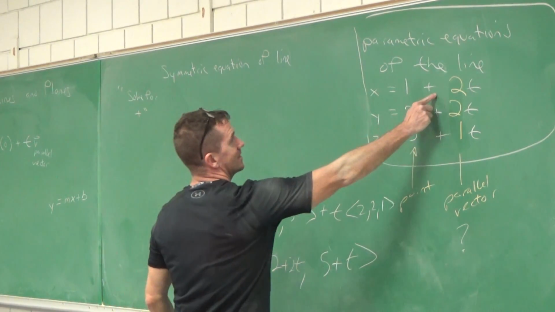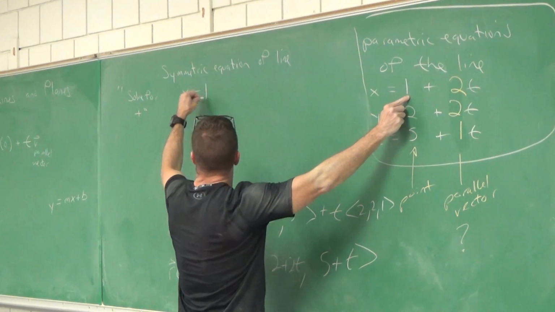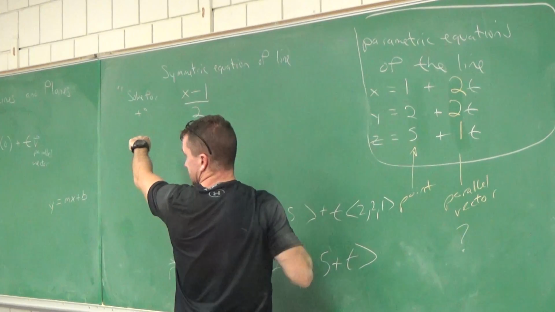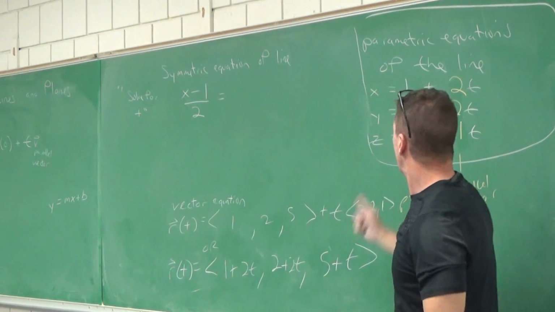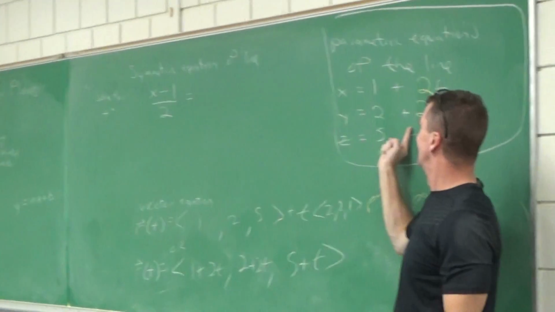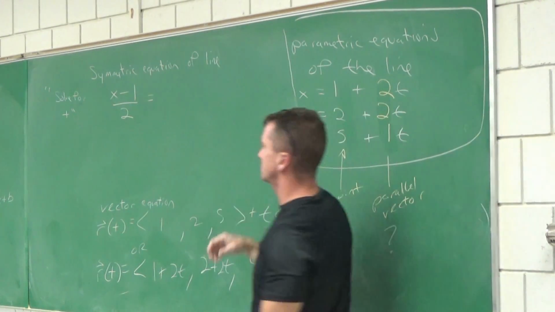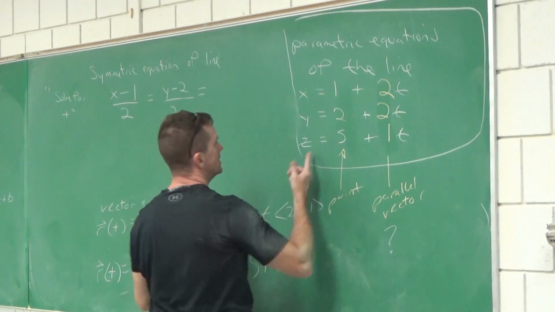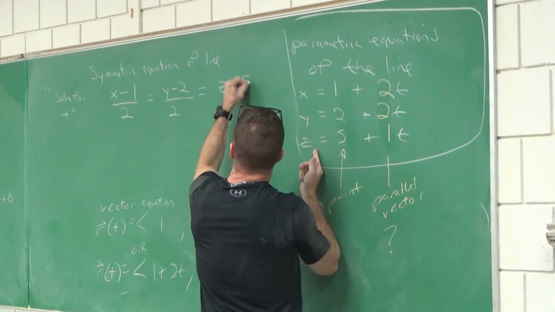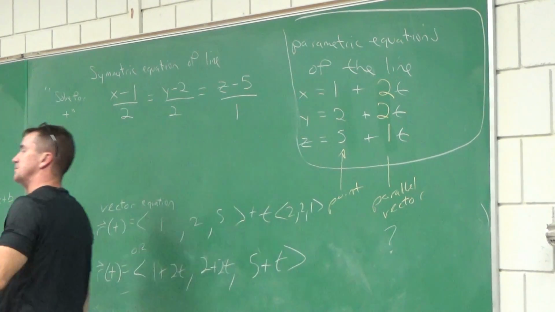All right, what's t equal to here? x, subtract the 1, then divide by what? 2, right? Put an equal sign. What's t equal to here? y minus 2 over 2. Lastly, z minus 5 over 1. You don't put the 1 there. There it is. Symmetric equation of a line.